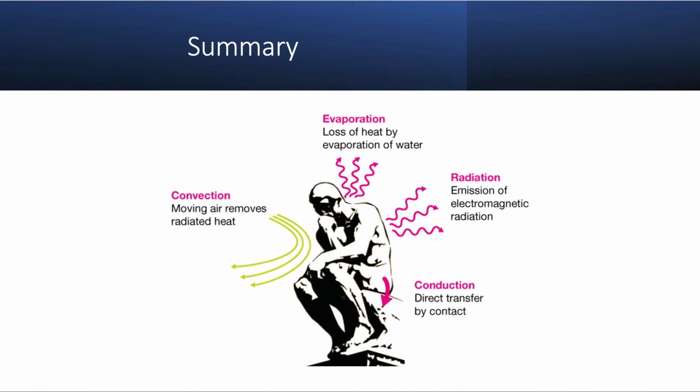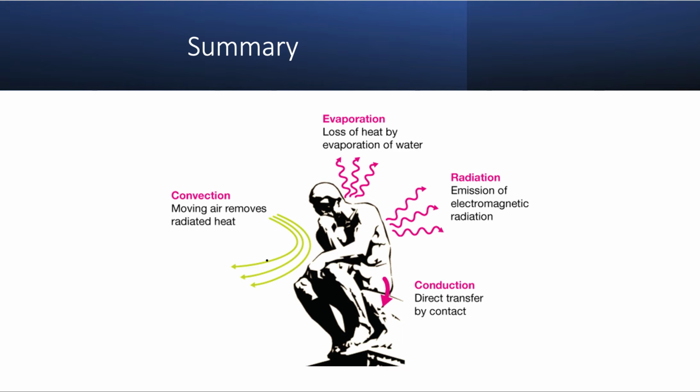And if it absorbs all the energy, this is direct transfer by contact. The heat energy that the person already has is being transferred to the seat. And because of this, the seat becomes warmer. It has all that heat energy from the person.